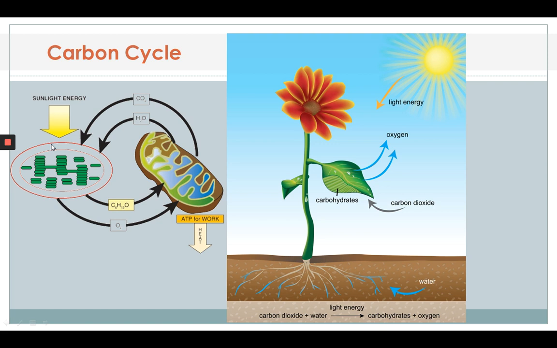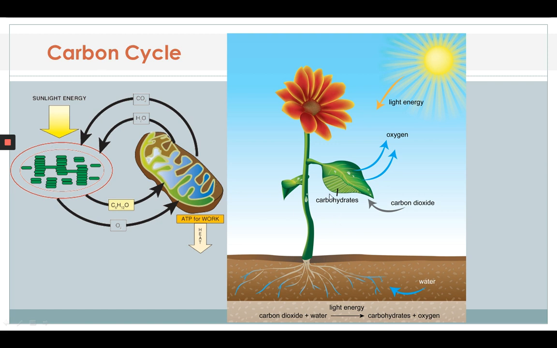But plants, algae, and bacteria, when they're making this carbon-rich sugar by taking in carbon dioxide and water and using light energy, they're creating a byproduct called oxygen. This is a waste product for plants, but animals need it to survive.